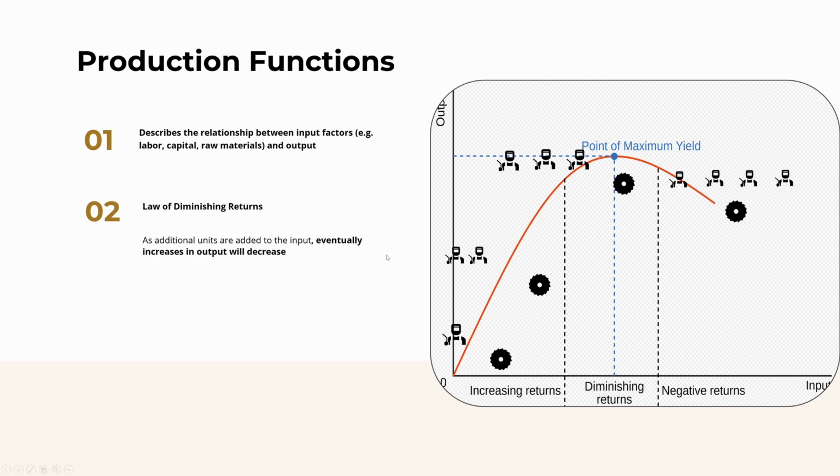So the definition is that as additional units, in this case workers, are added to the input, eventually increases in output will decrease, as you can see here. Here it increases once we start adding more workers, and here it decreases once we start adding even more workers. In other words, there is an optimal point, or the point of maximum yield, or the point of maximal returns. And this is a very convenient tool for managers because it allows managers to see how many resources, in this case workers, should be allocated to the production process.